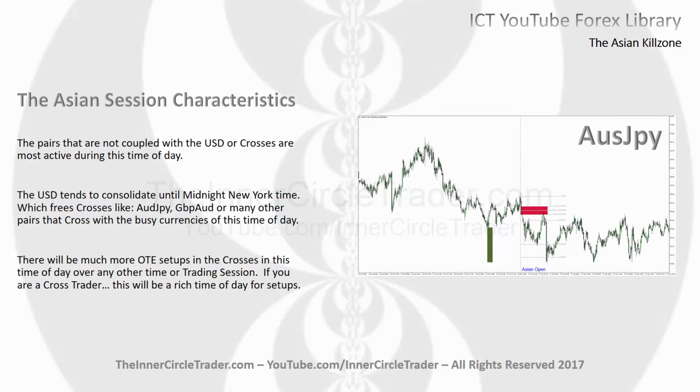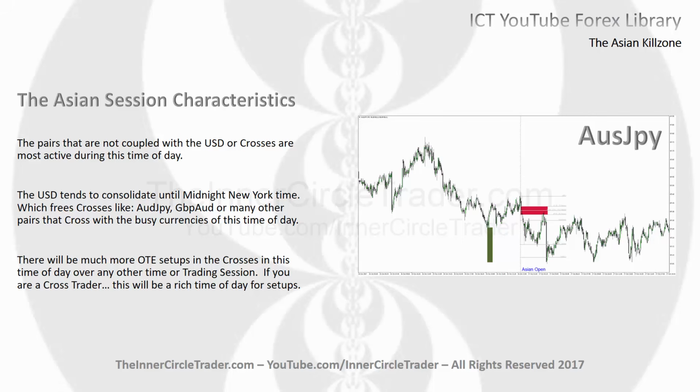Okay, the Asian session characteristics. Now, the pairs that are not coupled with the dollar index, or as we refer to as crosses, are most active during this time of day. The US dollar tends to consolidate until midnight New York time, which frees crosses like Aussie yen, pound Aussie, and many other pairs that cross with the busy currencies of this time of day.